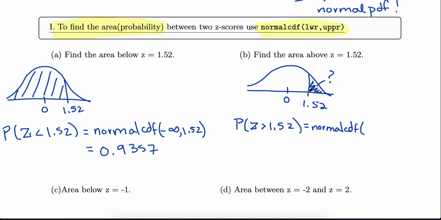Our lower bound this time, the smallest number in my shaded region, is 1.52. And then I'm going out all the way in this direction to infinity. Again, there's no infinity button on your calculator. Just plug in your favorite really big number and it will be fine. You should get the complement of this, or 0.0643. Let's try a couple more.